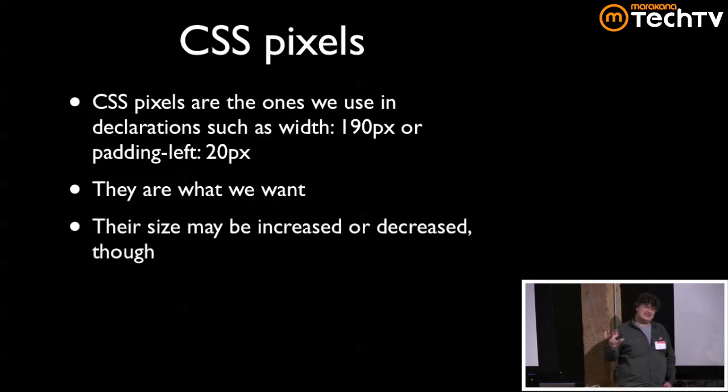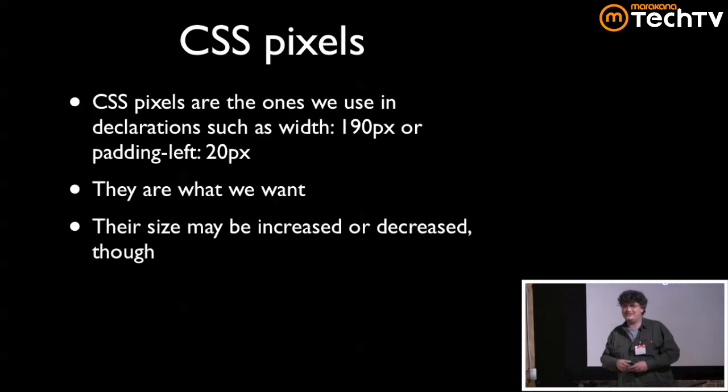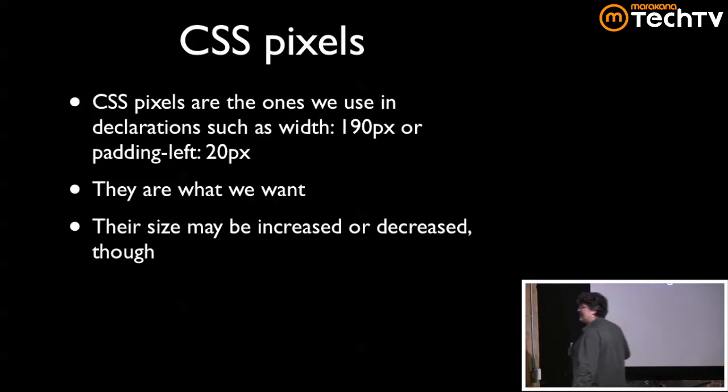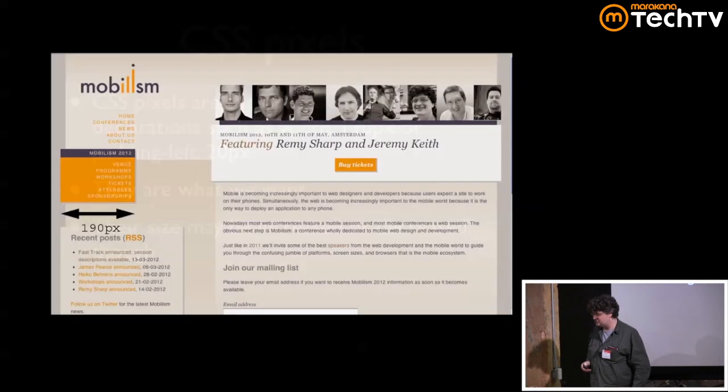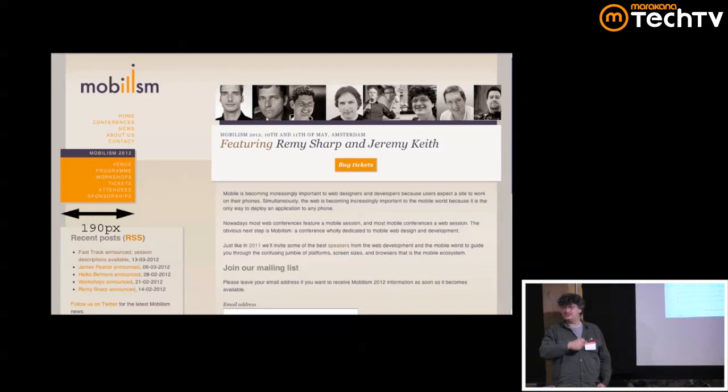And the point here is that CSS pixels are not in any way related to true device pixels. That is, to the true physical pixels that are present on your device. They're an abstraction layer, because the size of a CSS pixel may be increased or decreased, for instance, by zooming. Here's the site. This menu has a width of 190 pixels.